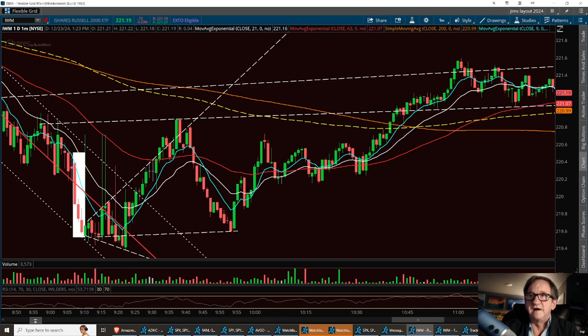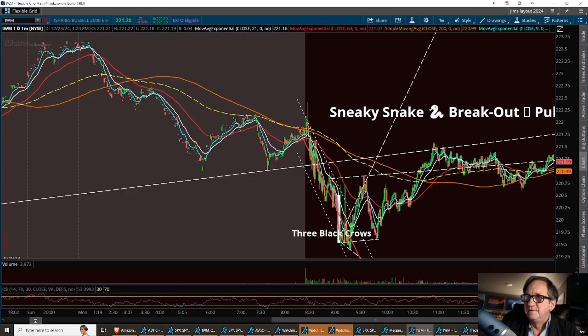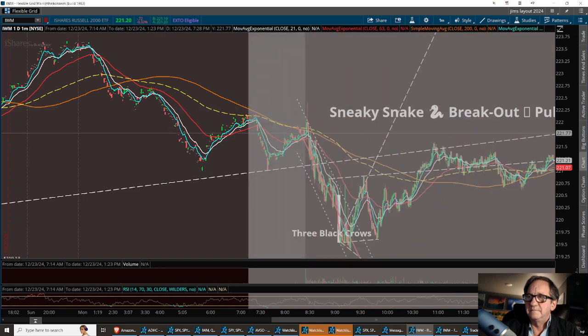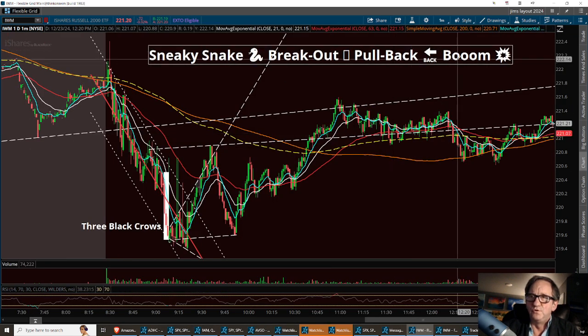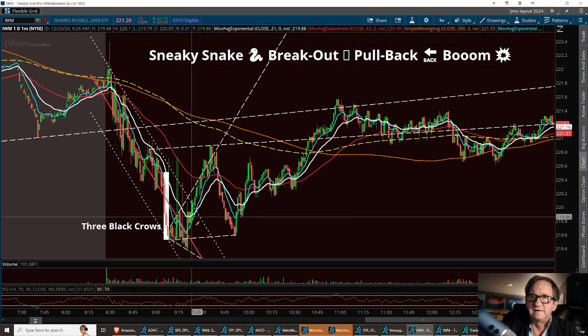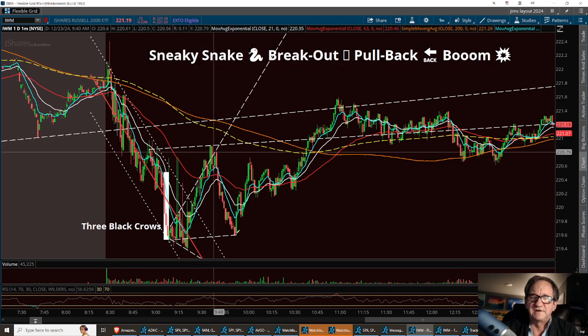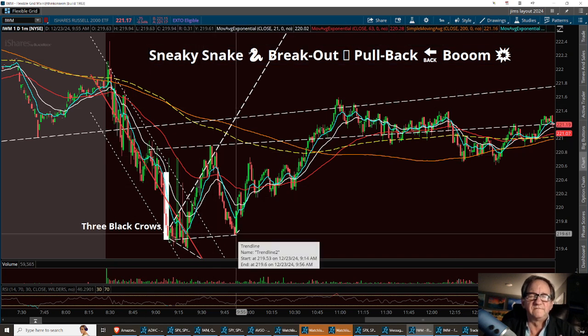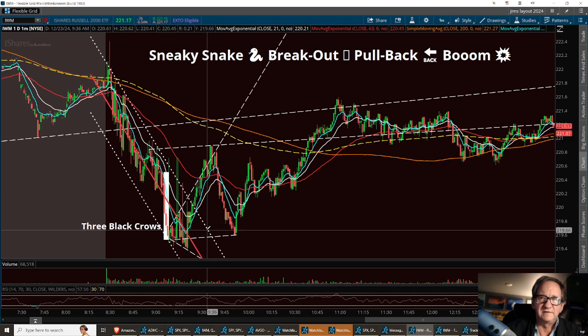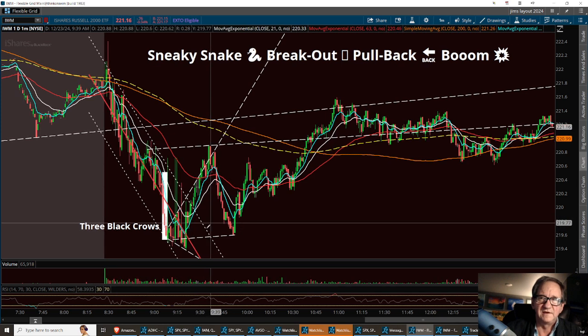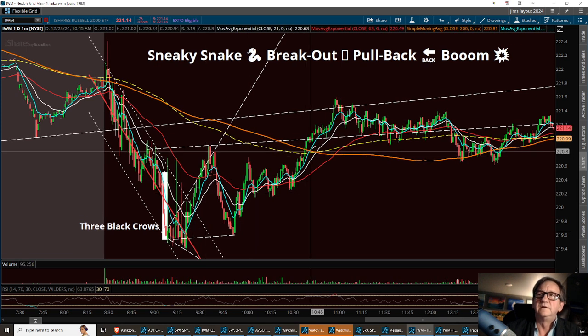So that's the IWM. That's called the sneaky snake trading strategy. Sneaky snake, breakout, pull back, boom. Just kind of give it time. You don't have to rush in this kind of trade. Let it come back and form that pattern. It could have stopped right here on the top of the snake, just had a small breakout and then pull back and hit that snake, and then hold that snake for a support level, and then run on up.